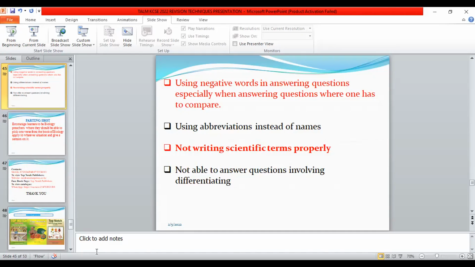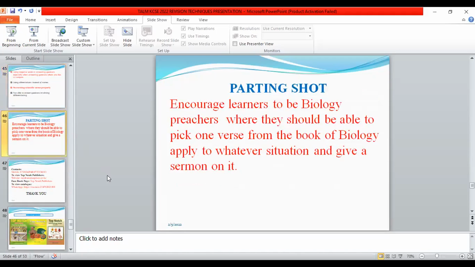Even if we are not able to mark, at least it is going to instill in our learners that we download everything that we have in our mind, and then we die empty. But in short, let us encourage our learners to be biology preachers, where they should be able to pick one verse from the book of biology, apply whatever situation they are in, and give a sermon on it.